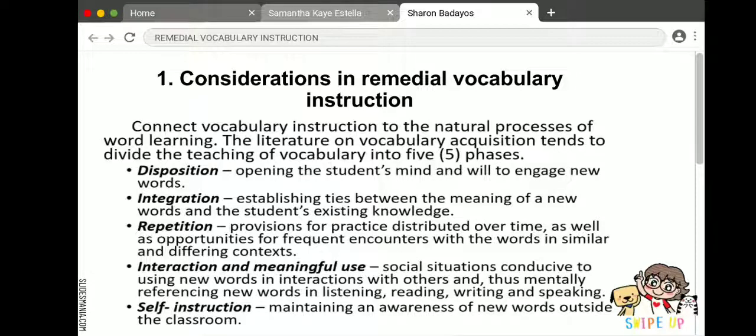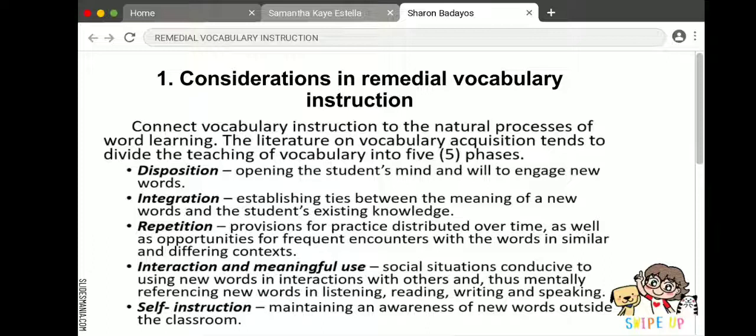And then letter D, interaction and meaningful use. Social situations conducive to using new words in interactions with others and thus mentally referencing new words in listening, reading, writing, and speaking. There are instances man good nga, although we already know the meaning of the word, but we can't use it in correct grammar.